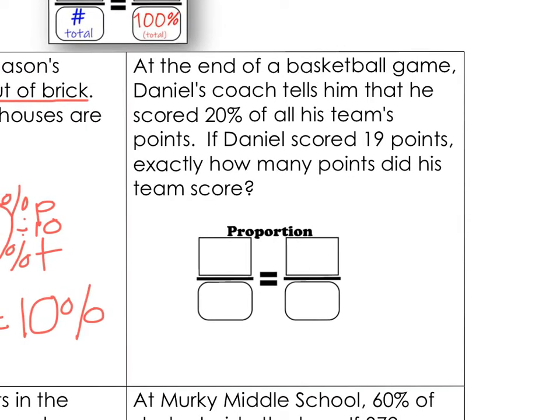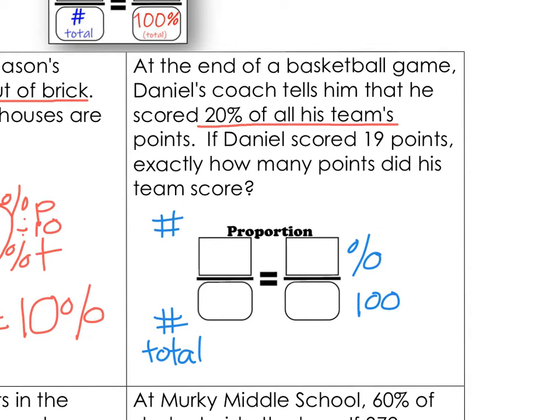All right, let's try another one, okay? Remember, here we're going to have our part, our numbers over here. We have our part and our total. And then here we're going to have our percent, and our percent's always going to be out of 100. Okay, so let's go ahead and let's read. It says, at the end of the basketball game, Daniel's coach tells him that he scored 20% of all his team's points. If Daniel scored 19 points, exactly how many points did his team score?